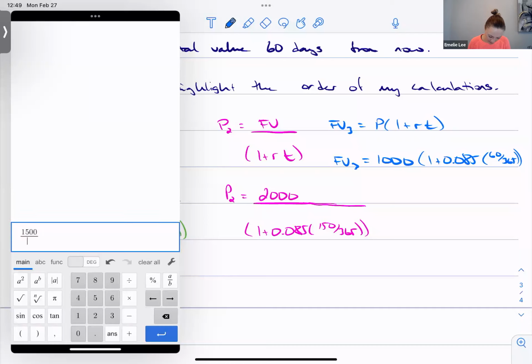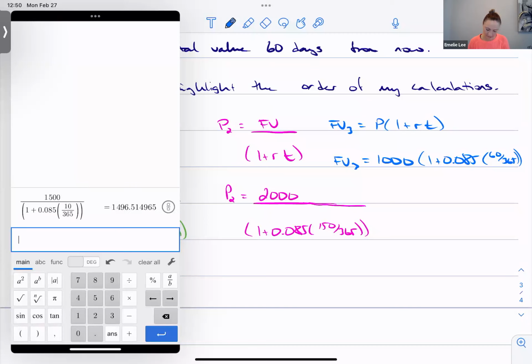1,500 divided by, so tiny, 1 plus 0.085 times 10 days over 365. Step out, close the bracket. You always want to be checking your work, right? Does that value make sense? Yes, it does, because it's less than 1,500, but not a lot less, right? 1,496 and 51 pennies, right? So not a lot less, but it is less, right?